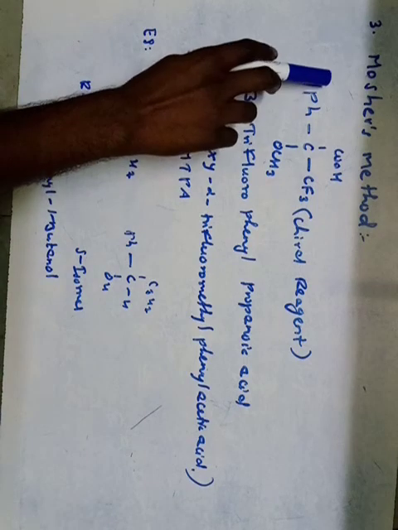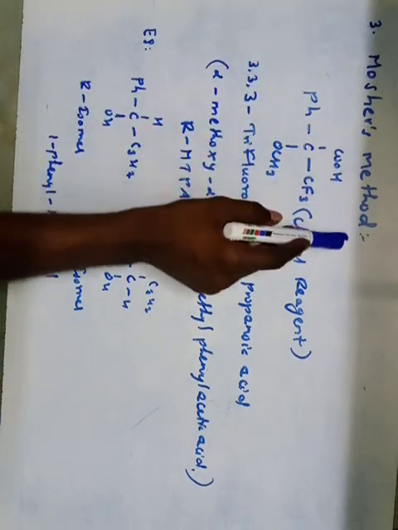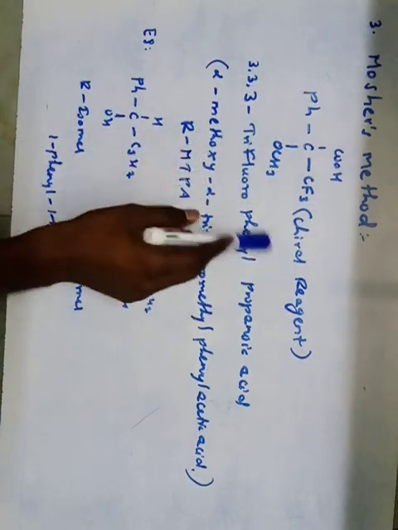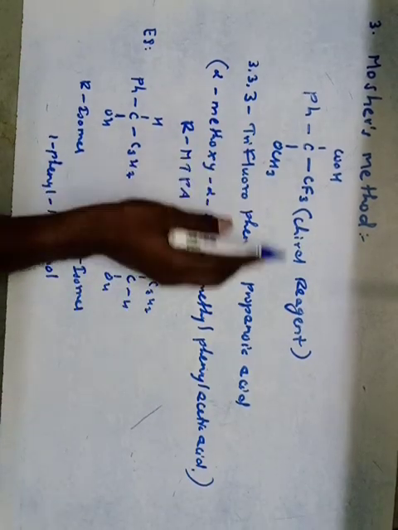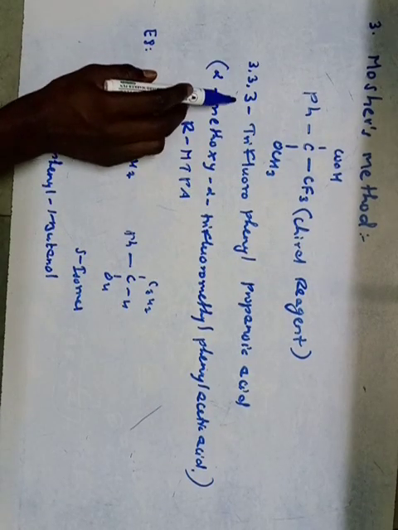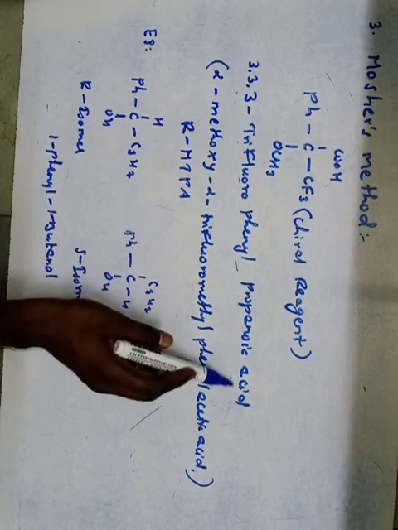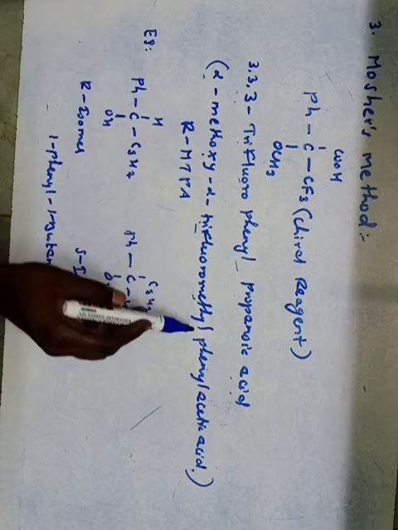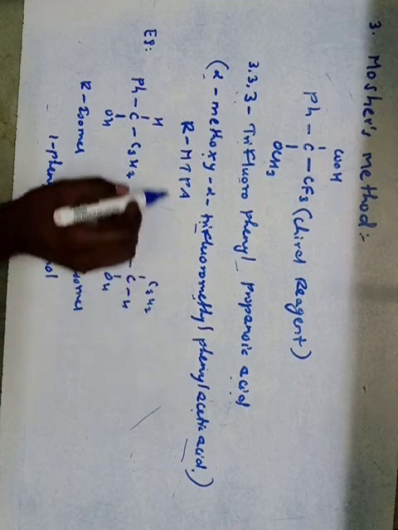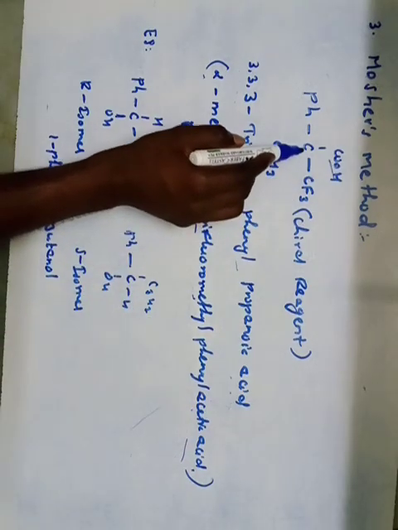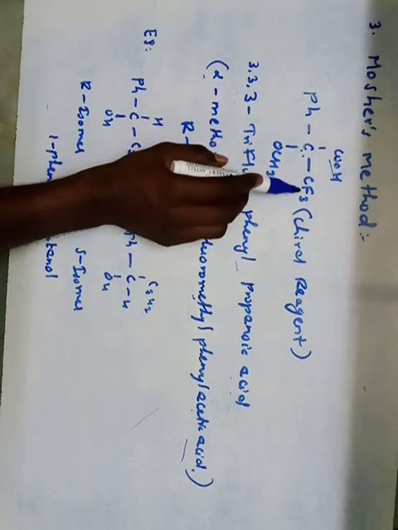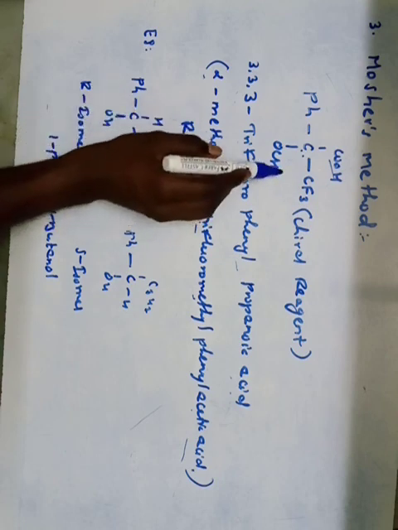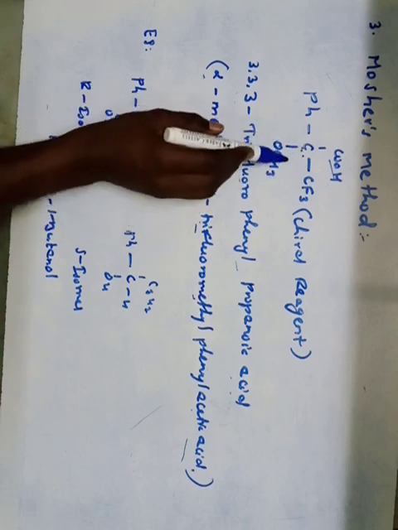And the third method is Mosher's method. Okay, this is the chiral reagent. This name is 3,3,3-trifluoro-2-phenylpropanoic acid, or alpha-methoxy-alpha-trifluoromethylphenylacetic acid. This is the functional group, and this carbon is the alpha carbon. This alpha carbon will contain alpha methoxy. This is the alpha carbon, right? And it contains a methoxy group.